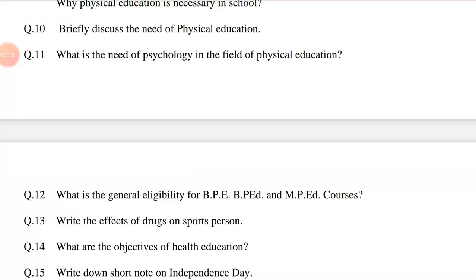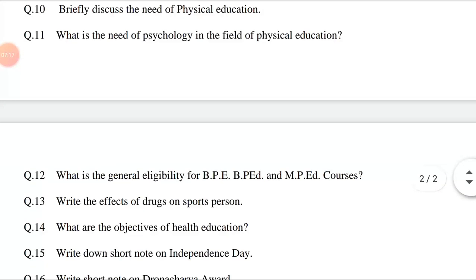Question number 10. Briefly discuss the need of physical education. Briefly means using few words in short. Discuss, talk about or write about. Need, required. This question is related to chapter number 1, concept of physical education.